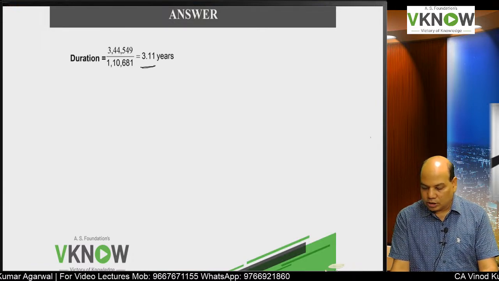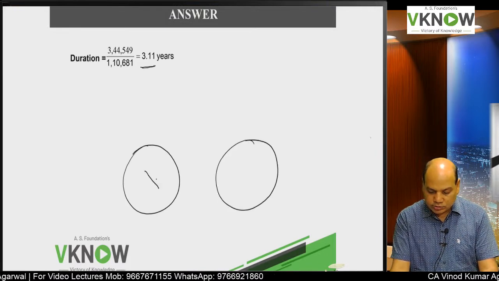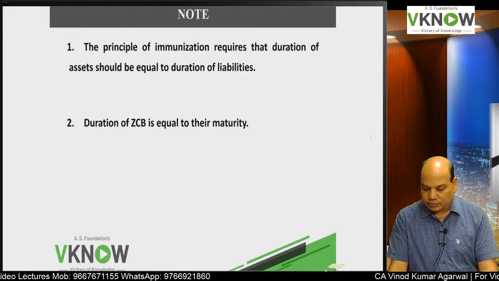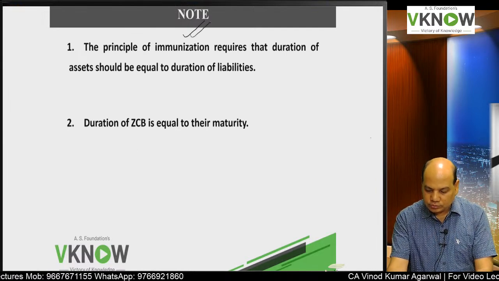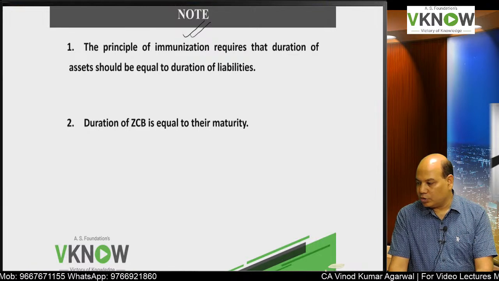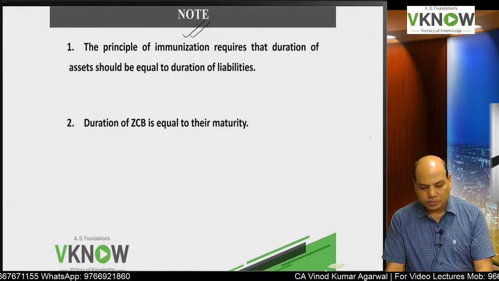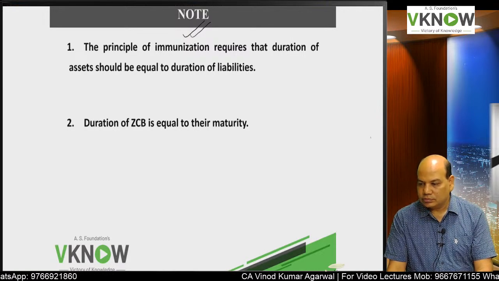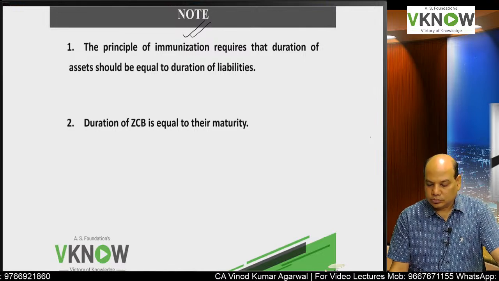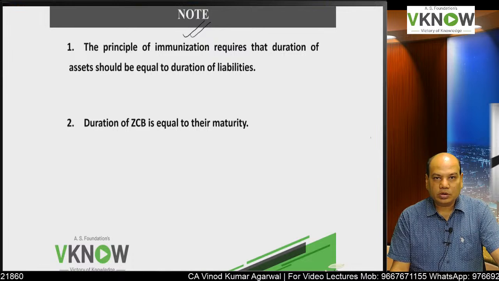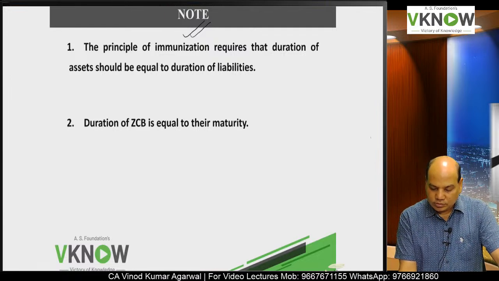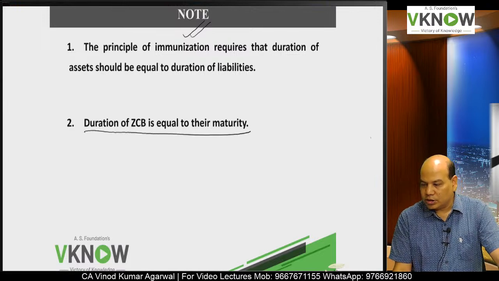Okay. And now what I have to do? I have to invest in two bonds, X and Y, and their duration should also be 3.11 years. So write a note. The principle of immunization requires that the duration of the assets should be equal to the duration of the liabilities.